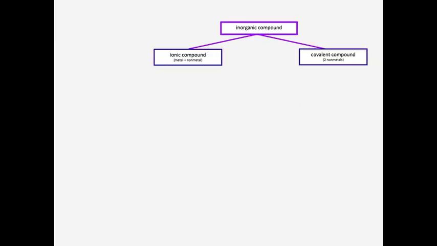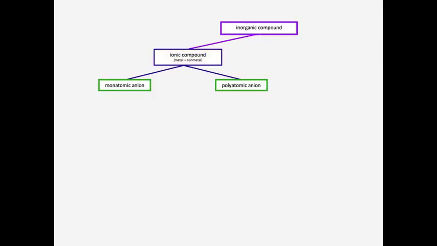Inorganic compounds can be categorized as either ionic or covalent. Ionic compounds usually contain two components, a metal cation and a non-metal anion. I will discuss ionic compounds.